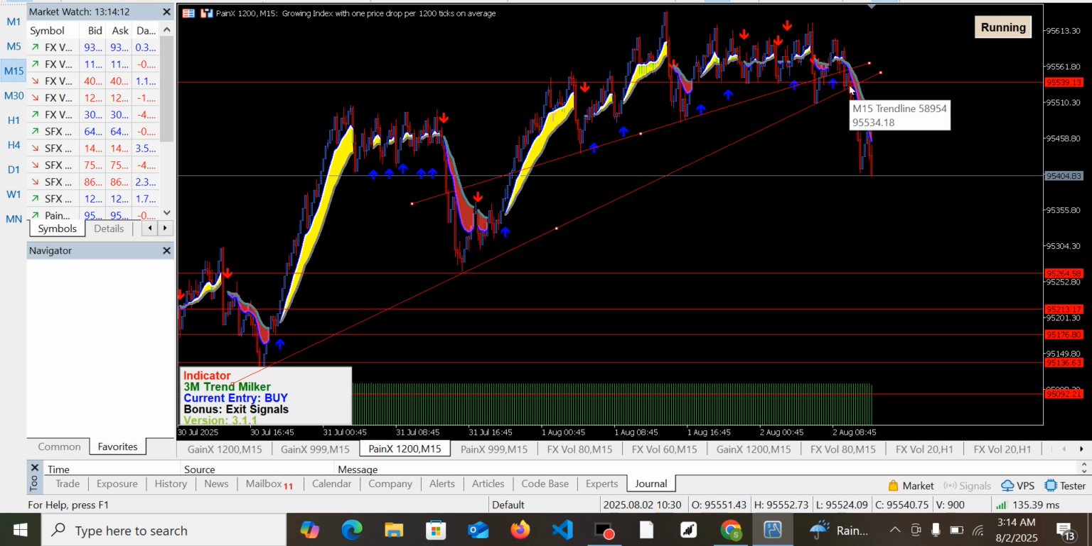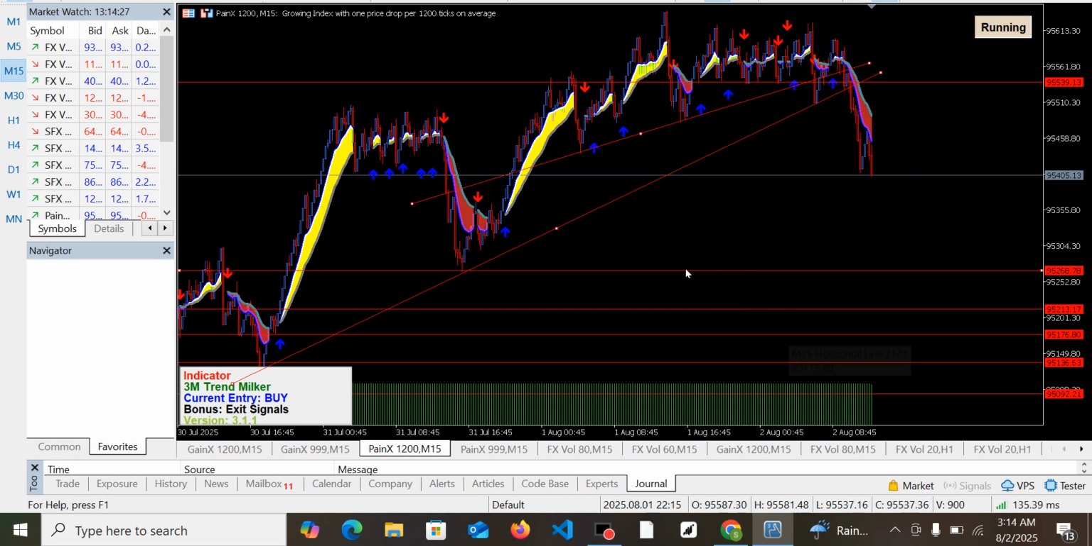It broke out below this and also broke out below this, which means it's going to sell, and you can see it selling for a very long time. It is still selling. I expect it to get to this particular spot, because this is where we are, this point. So this is very, very important.